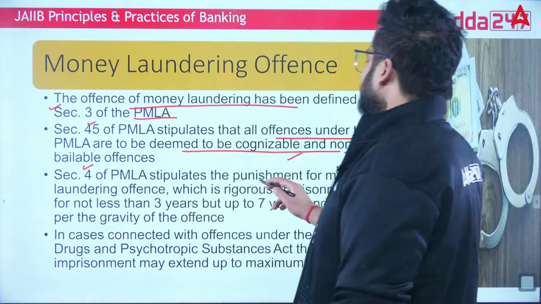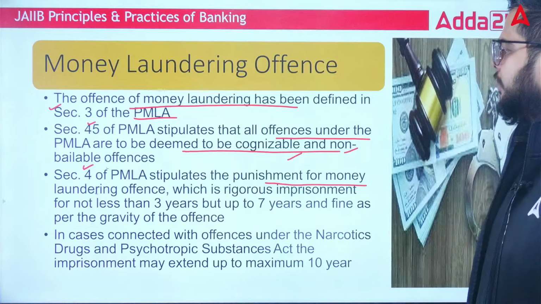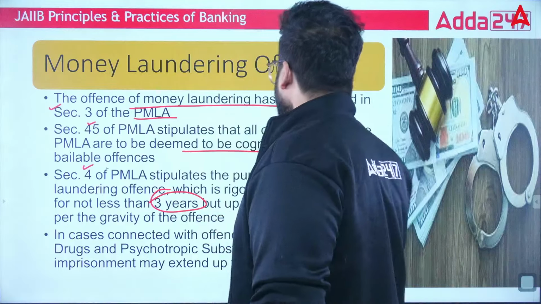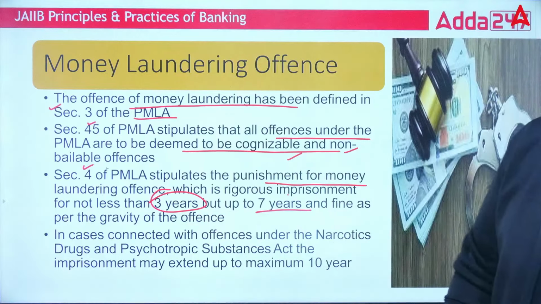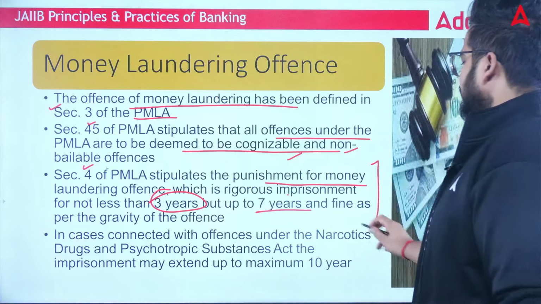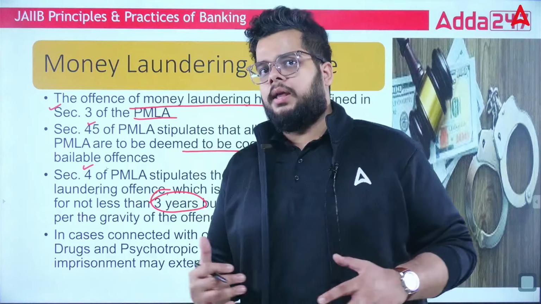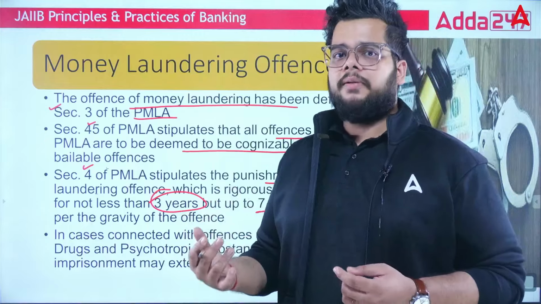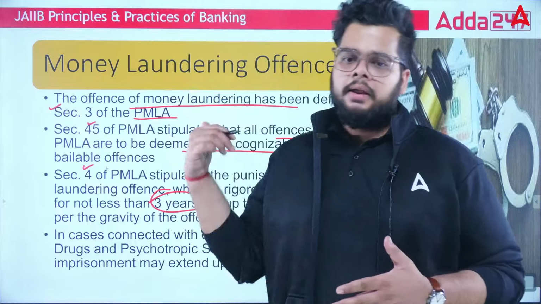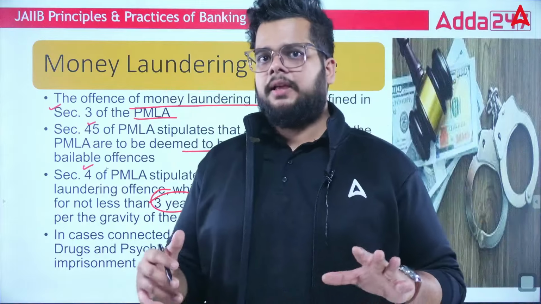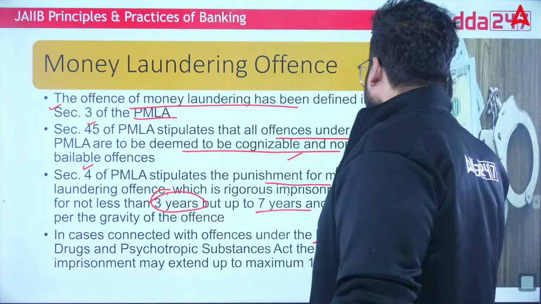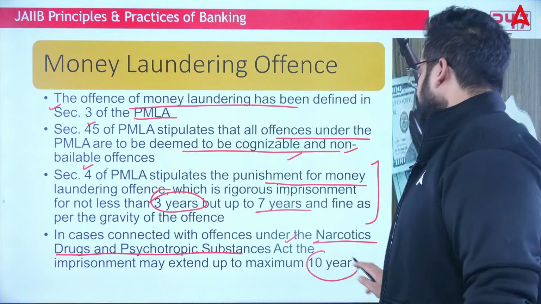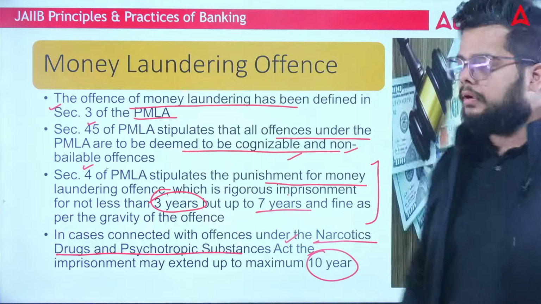Section 4 of PMLA stipulates the punishment for money laundering offence, which is rigorous imprisonment for not less than 3 years but up to 7 years, and a fine as per the gravity of the offence. So if the question asks you, what is the highest level of imprisonment you can get under the money laundering offence? It is 7 years. But if specifically it is mentioned that the crime is committed under the Narcotic Drugs and Psychotropic Substances Act, then the maximum imprisonment tenure is 10 years. Okay, so always remember the difference.